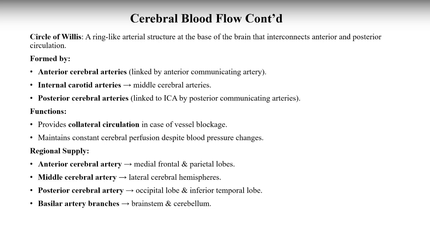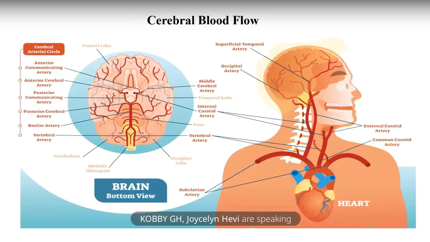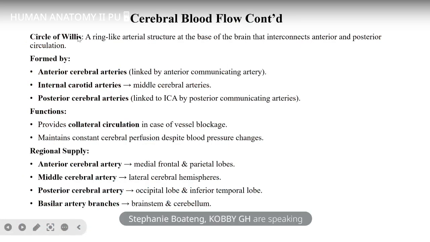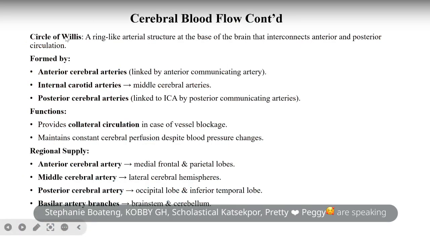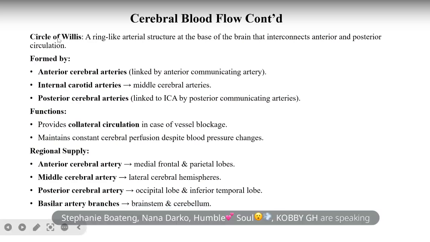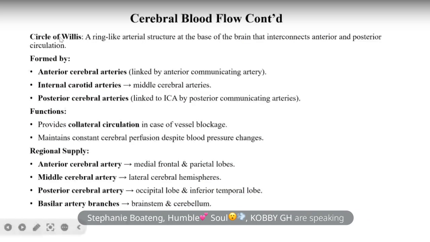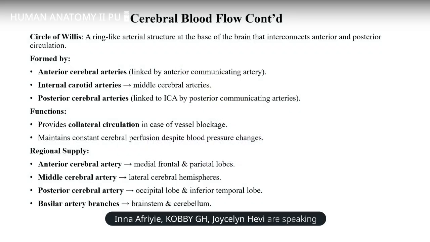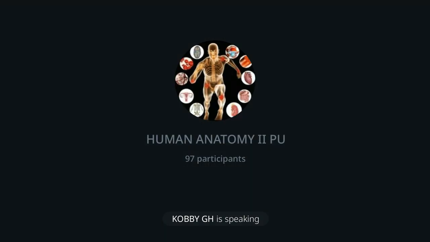Okay, then in the brain, we have something we call the circle of Willis. Say circle of Willis. The circle of Willis. Good. Say it again. Circle of Willis. Good. Now, when we say circle of Willis, it's like a ring of blood vessels supplying blood to the brain.